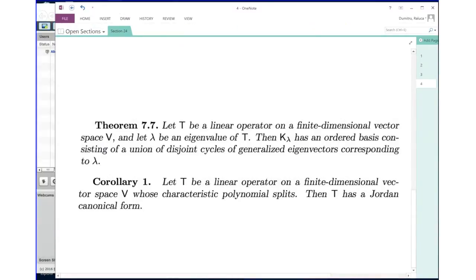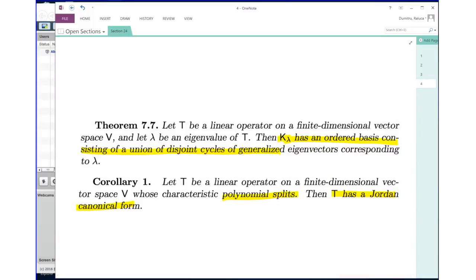So this is again restating everything. If the characteristic polynomial splits, then T has a Jordan canonical form, which is formed by taking the union of bases for each K lambda. And you get that by taking a disjoint union of cycles.